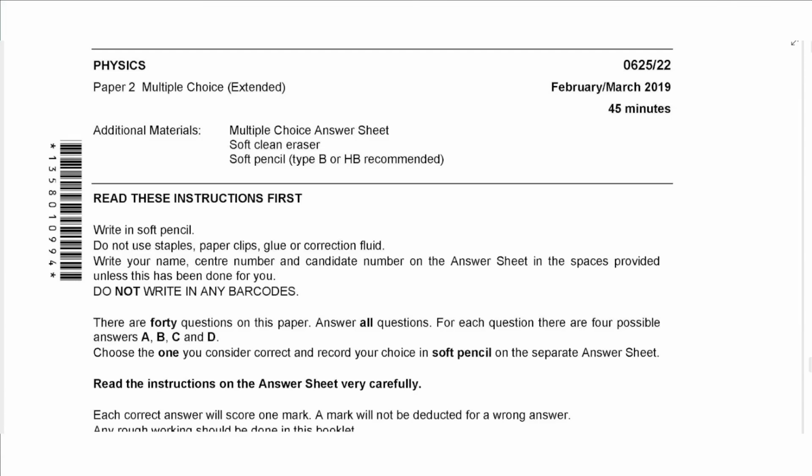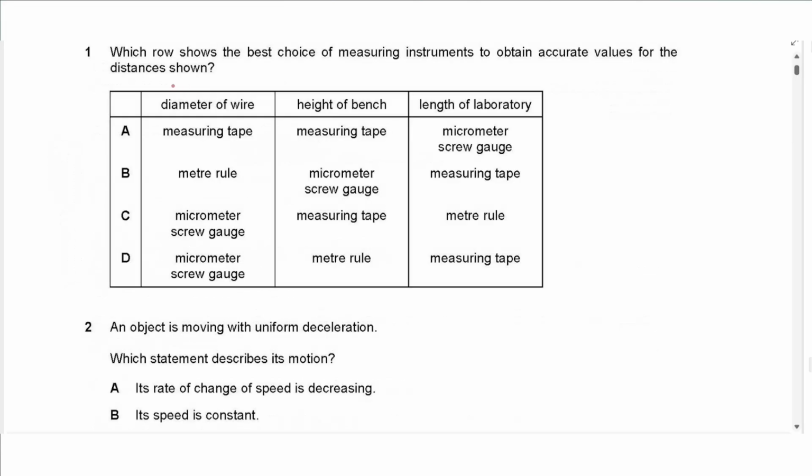In this video I will be solving the paper 2 exam for February-March 2019. So let's get started. Question 1 says, which row shows the best choice of measuring instruments to obtain accurate values for the distances shown? For the diameter of a wire, height of a bench, length of a laboratory.